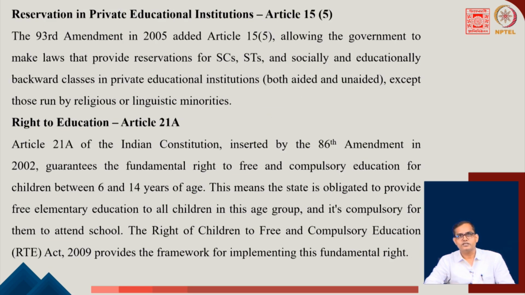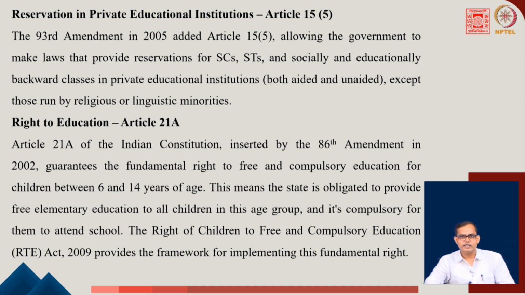Reservation in private educational institutions, that is Article 15(5). The 93rd amendment in 2005 added Article 15(5), allowing the government to make laws that provide reservation for SCs and STs and socially and educationally backward classes in private educational institutions, both aided and unaided, except those run by religious or linguistic minorities.